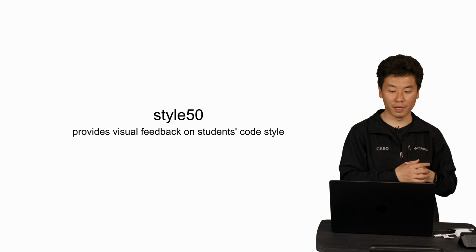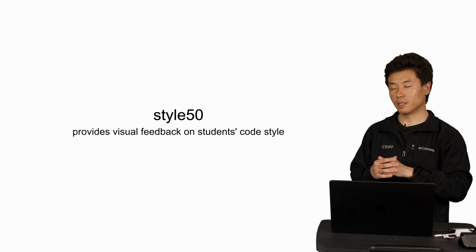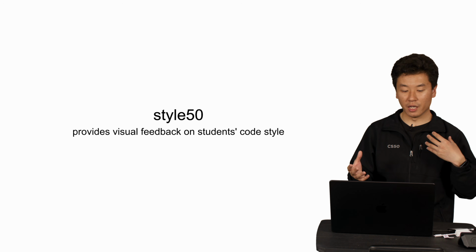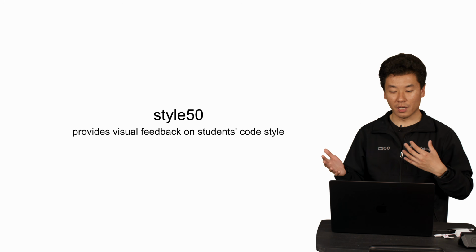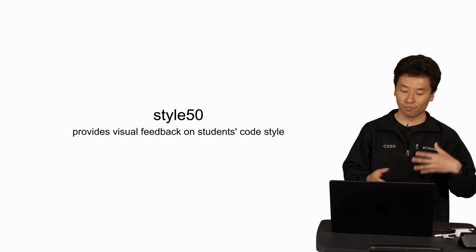Another tool I want to talk about is called Style50. When grading students' work, we grade them on correctness. We also grade them on the style axis. So we want to know if they are writing code in a formatted way.